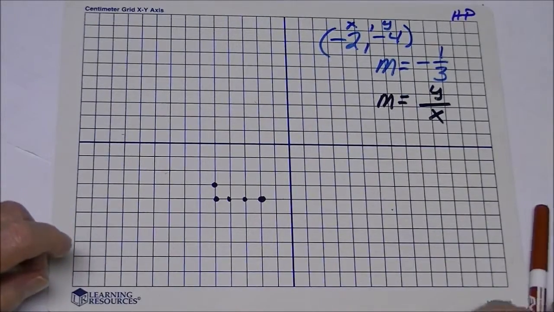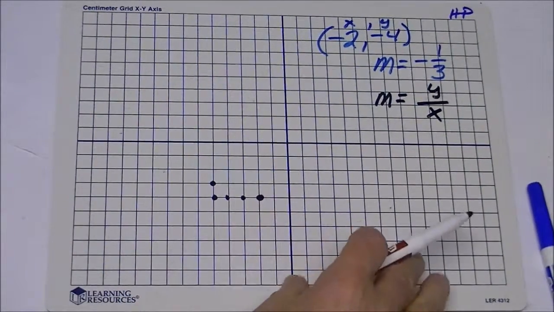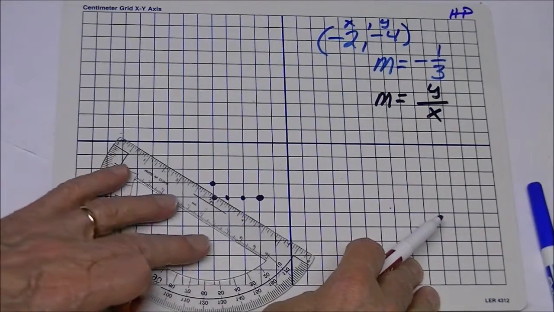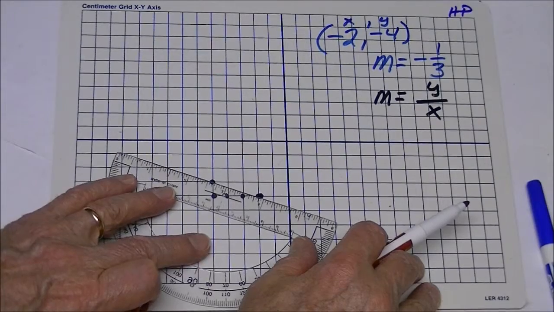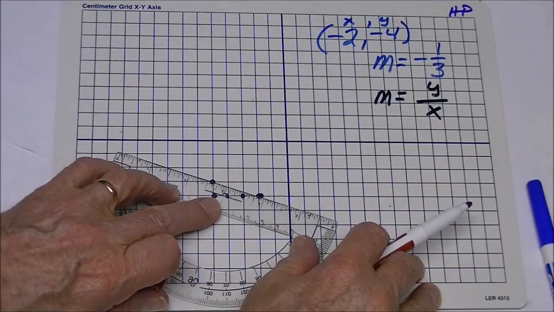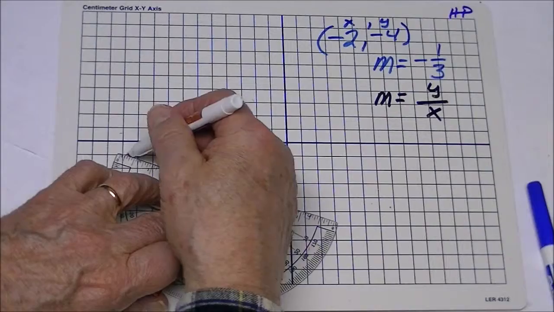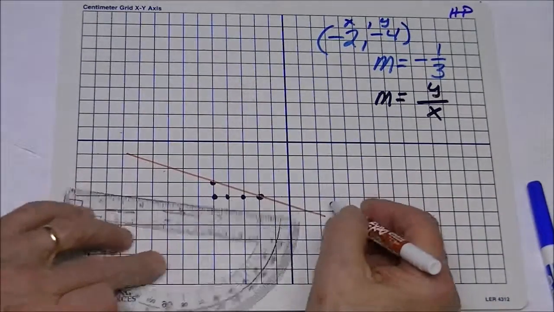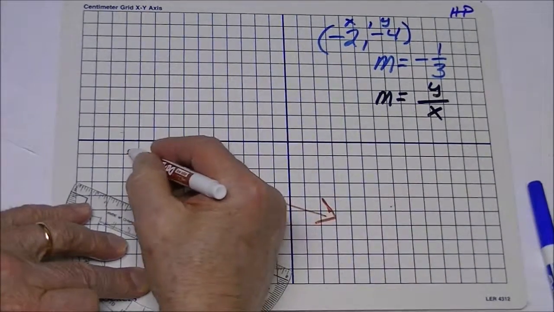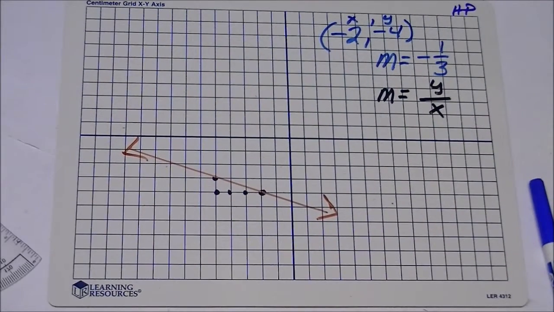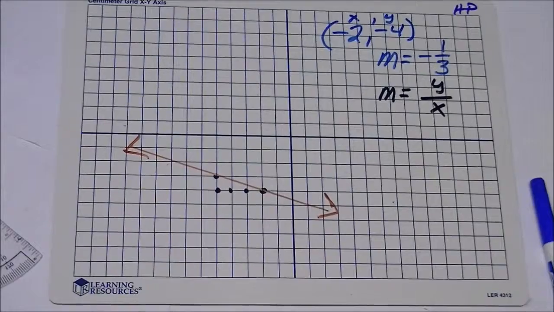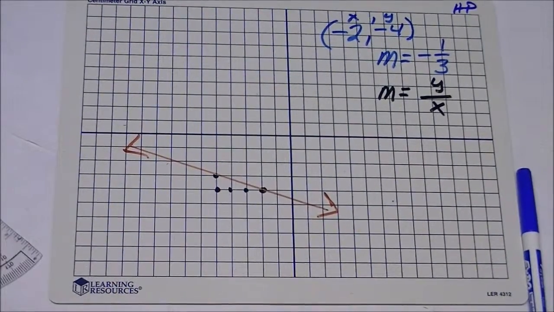So to draw our graph then, from this point, it will look something like so. So there is the graph, but you might wonder, what is the equation of that line?